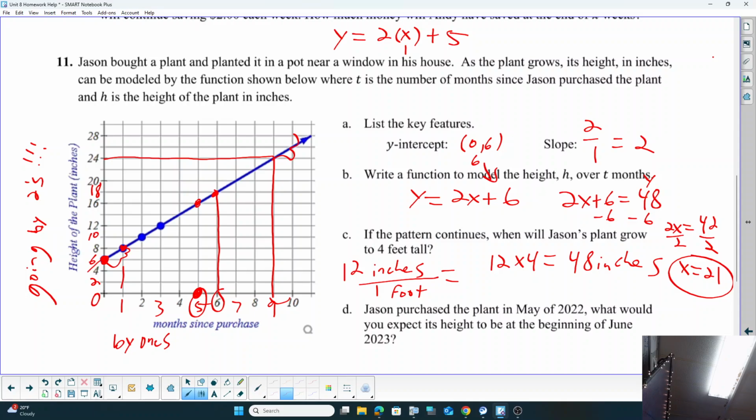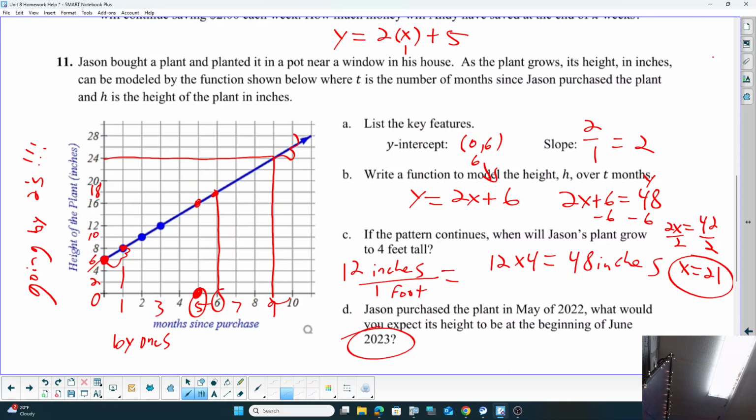What would you expect its height to be at the beginning of June of 2023? Whoa, 2023, that's a long ways away, actually. So May, and then another May, so that's 12 months, plus the beginning of June, so that's actually 13 months. Let me see. Purchased in May, so May, June, July, August, September, October, November, December, January, February, March, April, May, June. Yeah, so I guess 13 months should be what that would be at the beginning of June.